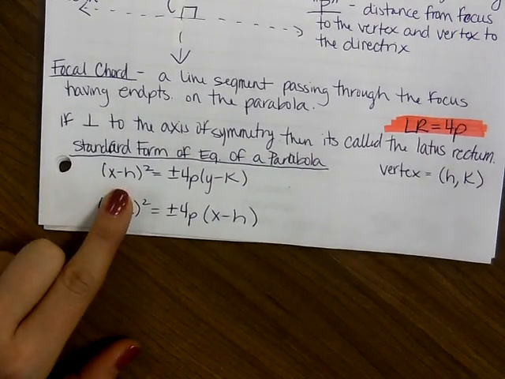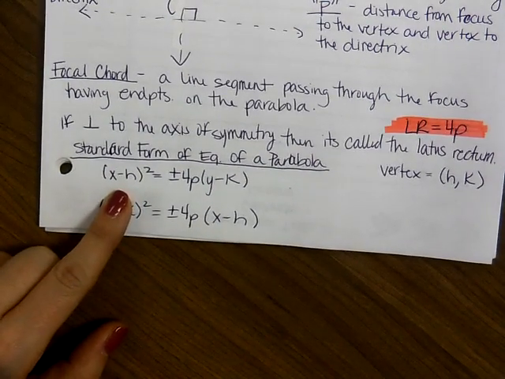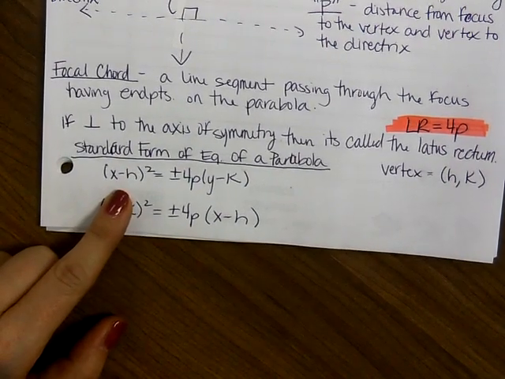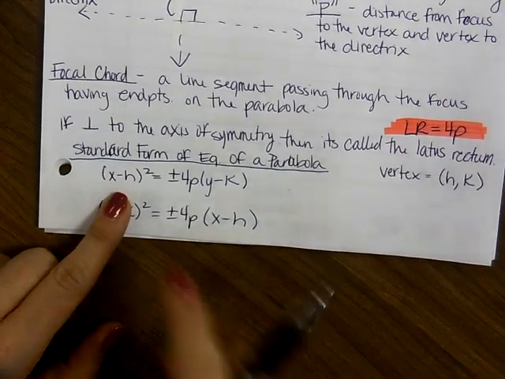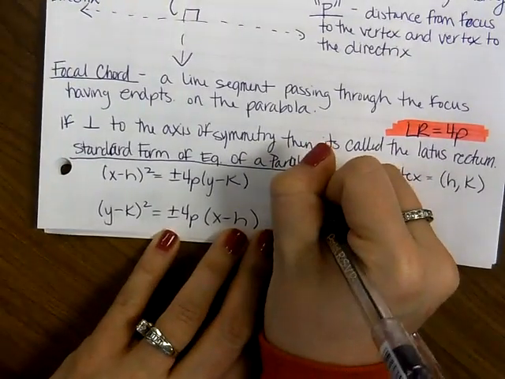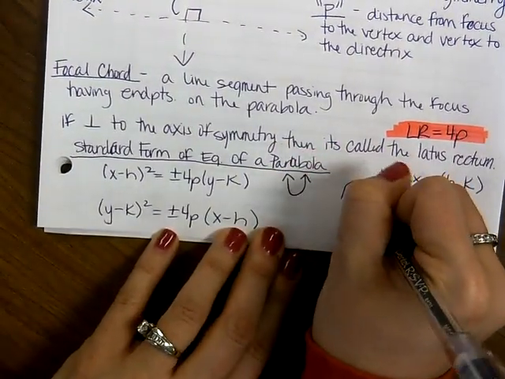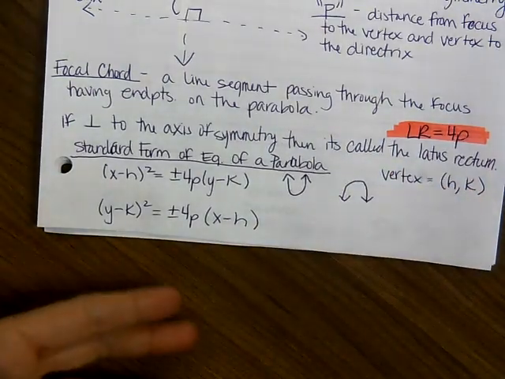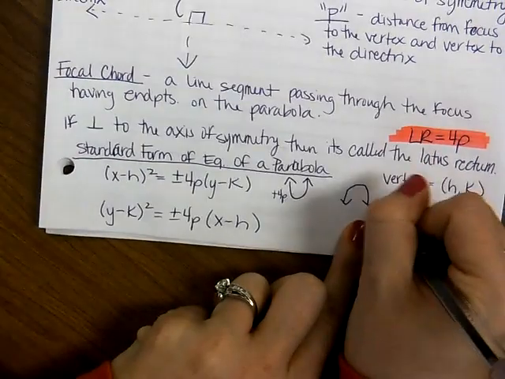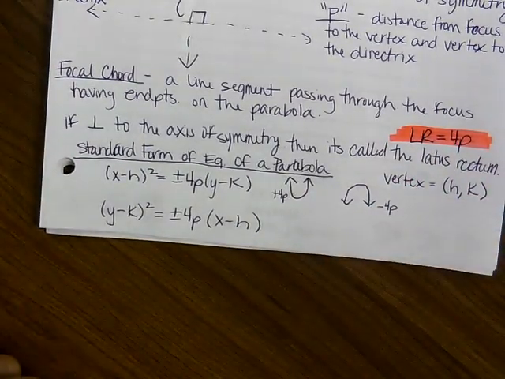Okay, so when you have an x squared, what do you think that does? Now remember, it can point up, down, left, or right. Think about the parent function, y equals x squared. What does it look like? It points up, right? So anytime you have an x squared term, you're either going to point up or point down. How do you know if it points up? It's positive, so it's got to be the plus 4p. If it points down, then it's got to be the minus 4p. Okay?